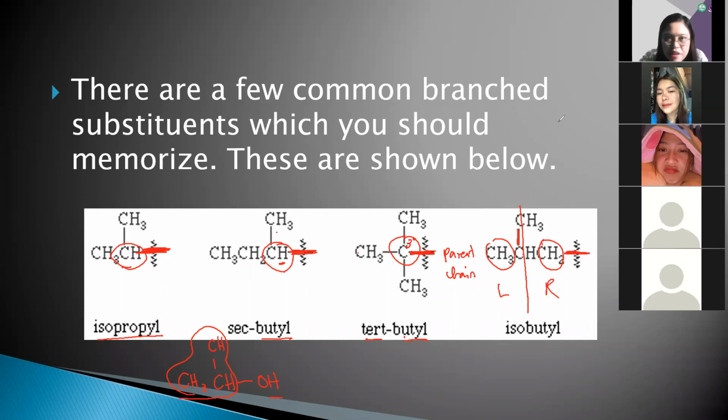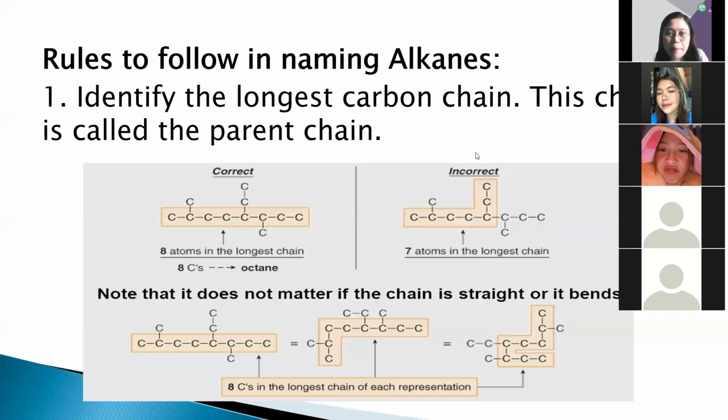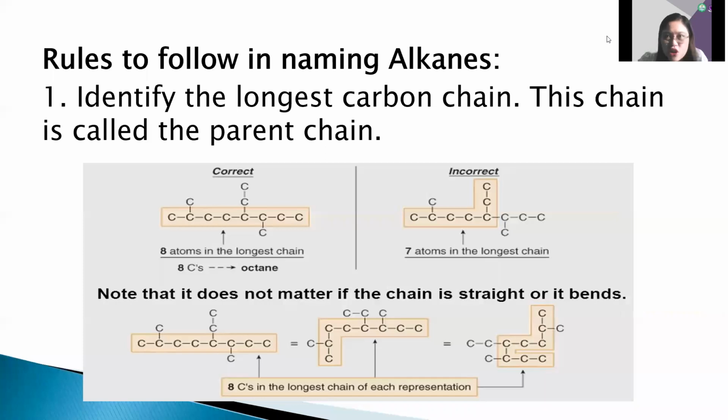So please memorize that first. We will use that one for the branching. But let's have the rules first for the naming. So please listen kasi medyo complicated. How do we name the alkanes? Alkanes muna ha. Take note, identify the longest carbon chain. Again, identify the longest carbon chain and the longest chain will become the parent chain.